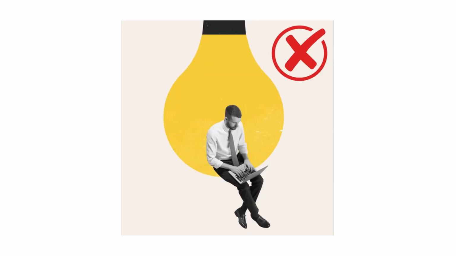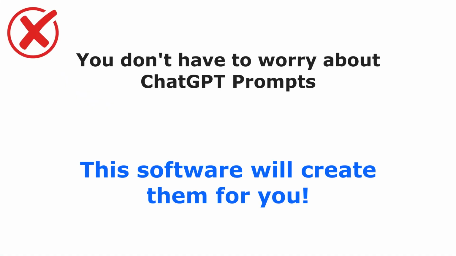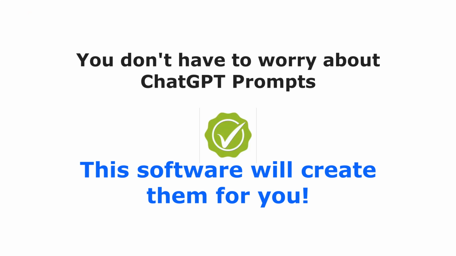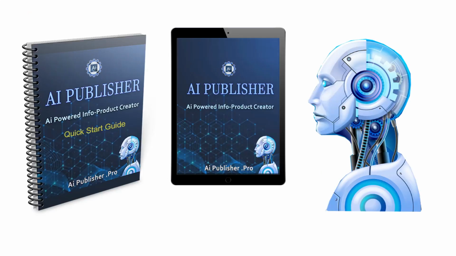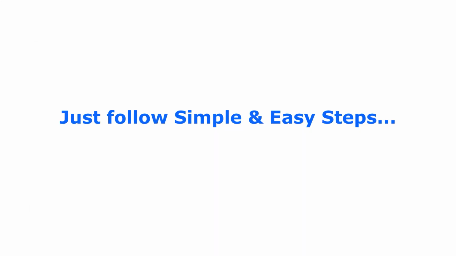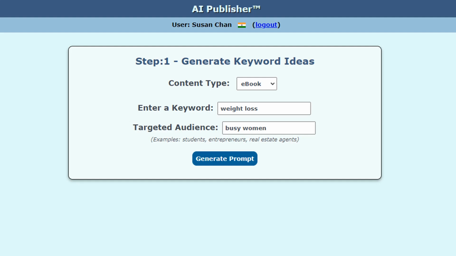You never have to write, research, or brainstorm ideas. AI will do that for you. You don't have to worry about ChatGPT prompts. This software will create them for you. We have provided step-by-step video tutorials and a quick start guide. Just follow 6 simple and easy steps to create an info product.